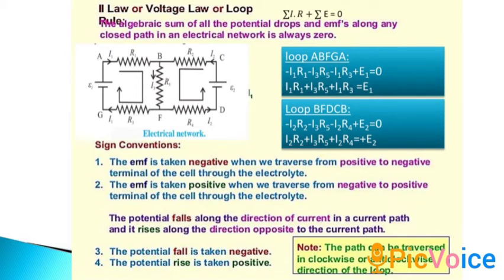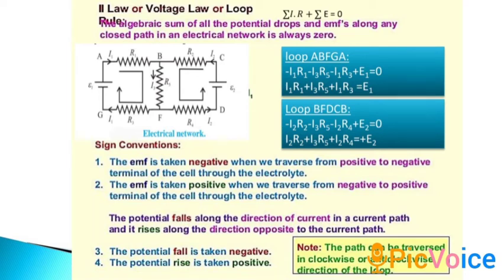In Kirchhoff's voltage law, sign conventions are also important. The first point is that the EMF is taken negative when we transfer from positive to negative terminal. Second point, the EMF is taken positive when we transfer from negative to positive terminal. Third point, the potential fall is taken negative, the potential rise is taken positive.